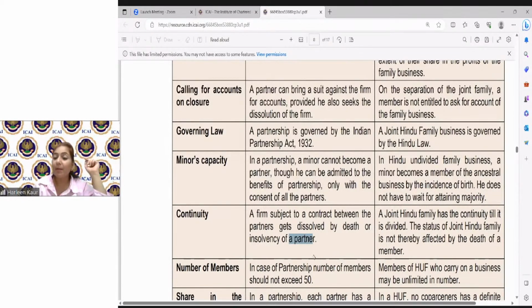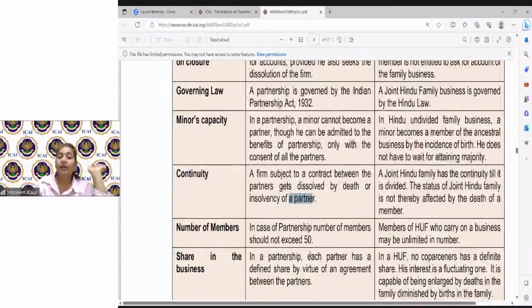And what were the number of members? Can you tell me? Number of members in partnership is 50. Children, is it 50 or 100? Look, do you remember? Number of members in a partnership firm, the maximum number of members can be 50 or 100. Answer me. All of you have to send me the answers.